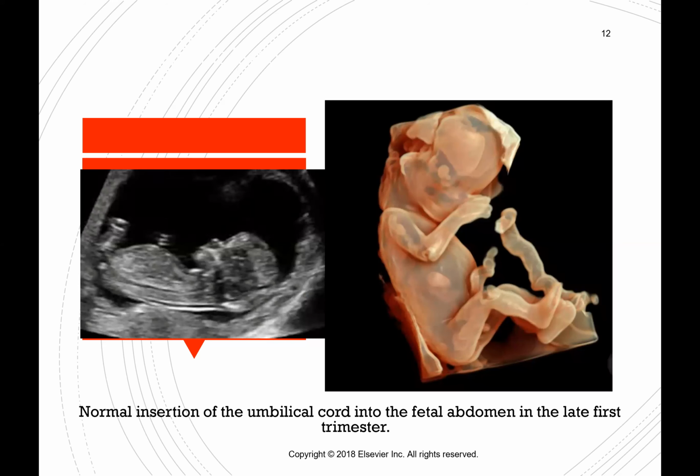So that's pretty interesting. The normal insertion of the umbilical cord into the fetal abdomen in the late first trimester is right here. And we always want to evaluate the cord insertion into the baby. We want to see it in the center. We don't want to see, which we'll talk about in just a little bit, any kind of outpouchings in the later first trimester. And then we also want to put blood flow or color Doppler on the cord to demonstrate blood flow and to see the two umbilical arteries coursing along the fetal bladder.